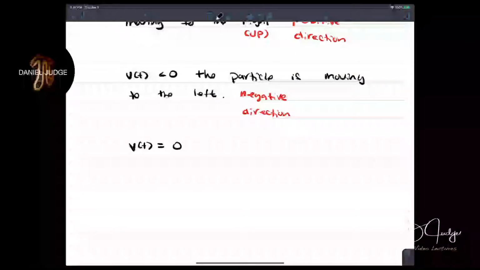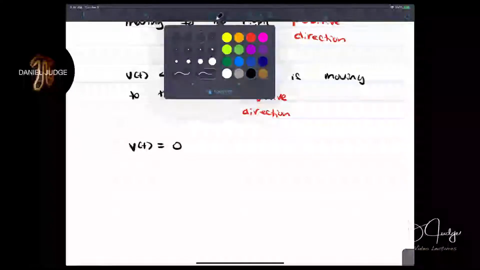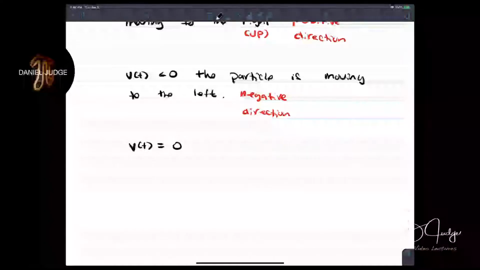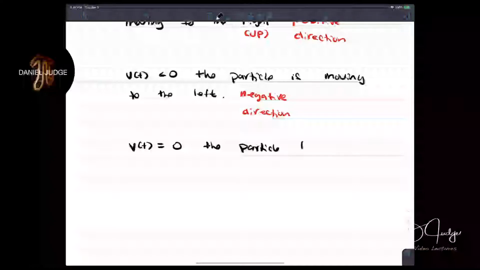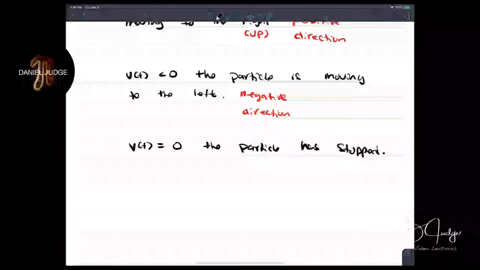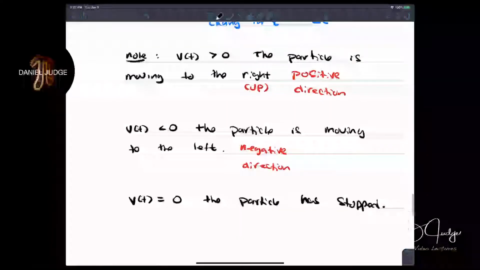What happens when you have zero velocity? Does anybody know? What's going on with a particle when you have zero velocity? What do you think is happening if your velocity is zero? You ever been in a car and you had zero velocity? The particle has stopped, ladies and gentlemen. Particle stopped.